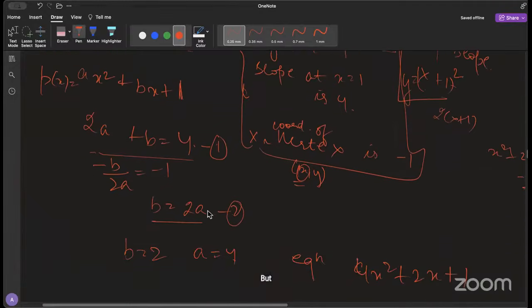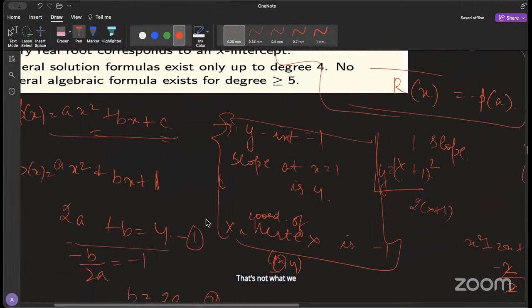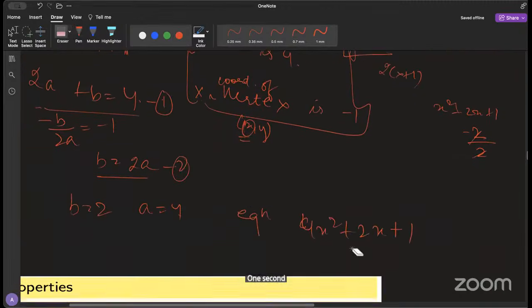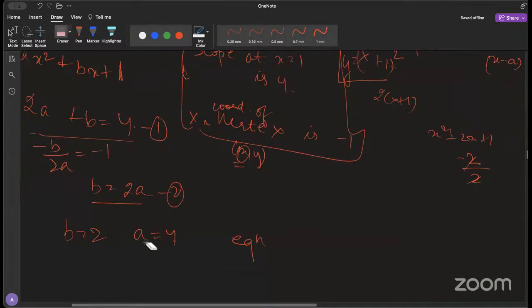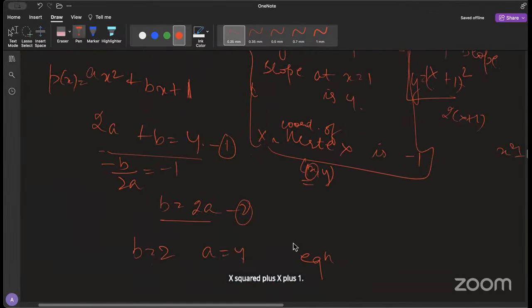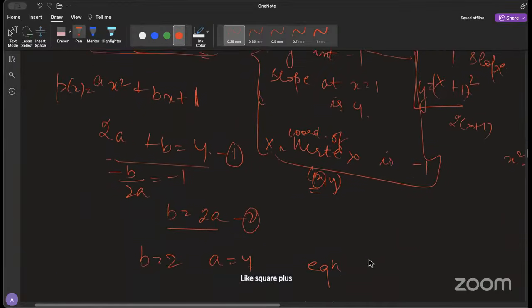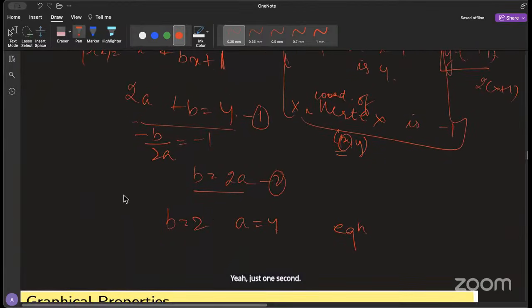But wait, that's not the value we started with. We started with x squared plus 2x plus 1. Just one second. If I put b equals 2a here, I get 2a plus 2a equals 4. Yes, so my a will be equal to 1. A is 1 and then b will be 2.